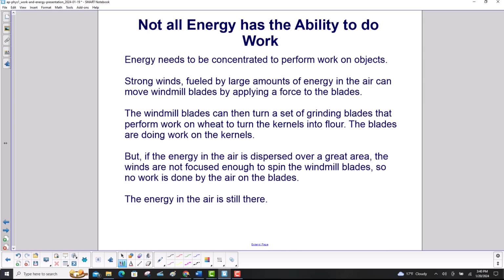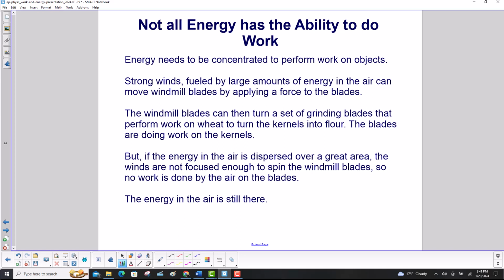A common statement that energy is the ability to do work, that's not always the case. Energy needs to be concentrated to perform work on objects. Let's take an example. Strong winds, fueled by large amounts of energy in the air, can move windmill blades by applying a force to the blades. The windmill blades can then turn a set of grinding blades that perform work on wheat to turn the kernels into flour. The blades are doing work on the kernels.